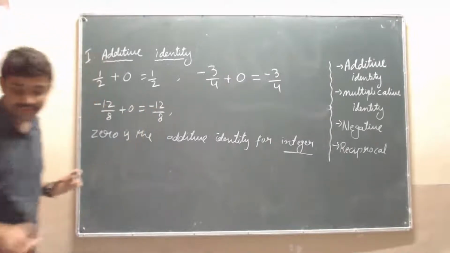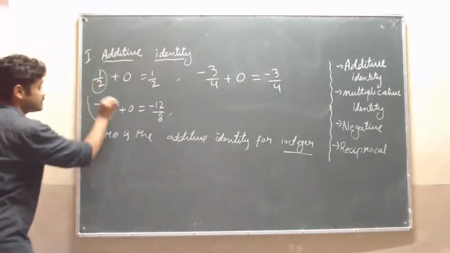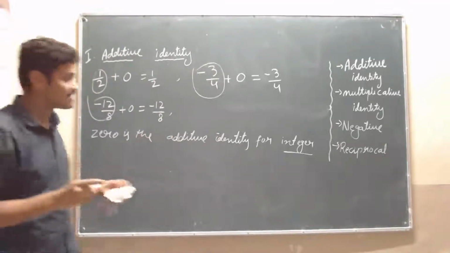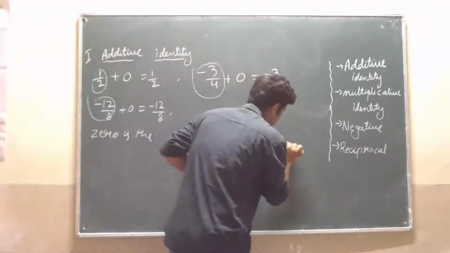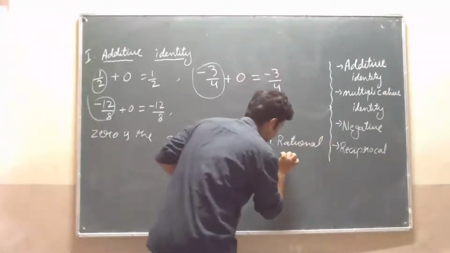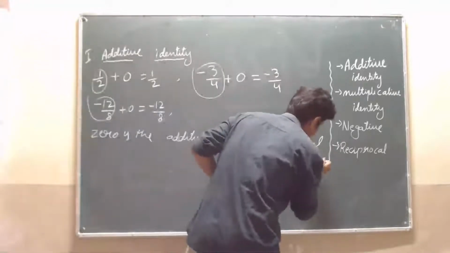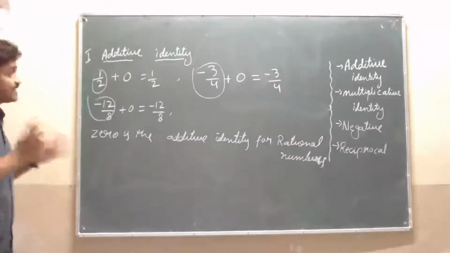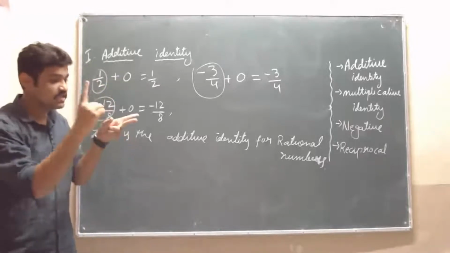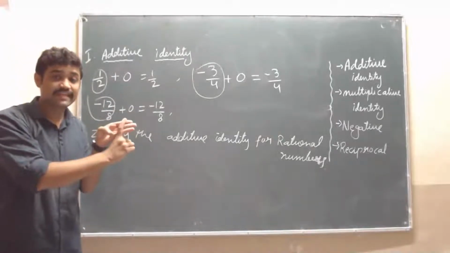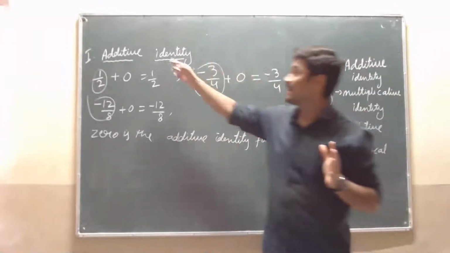Then we can also tell that 0 is the additive identity for which numbers? These numbers are rational numbers, and we can also say that 0 is the additive identity for rational numbers. Then also we will conclude that 0 is the additive identity for natural numbers, for integers as well as rational numbers. Why, sir? Because when any number is added to 0, we get the same answer. That's why we call it the additive identity.